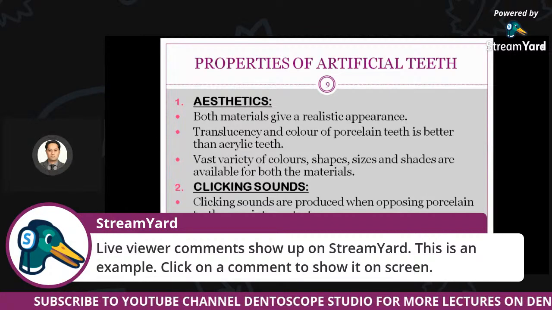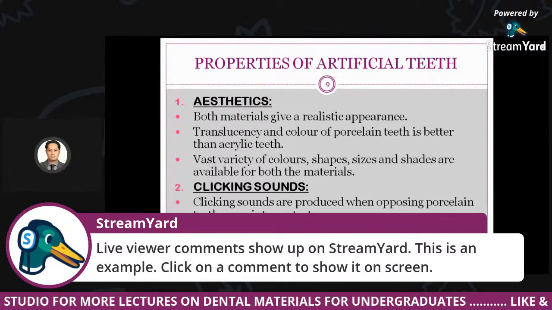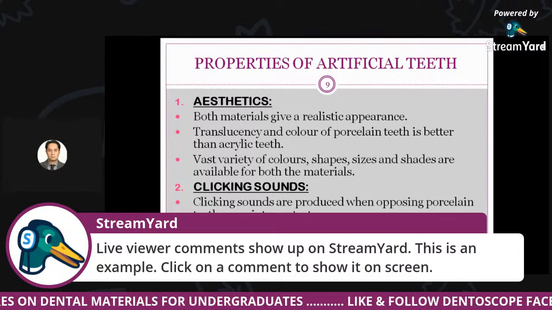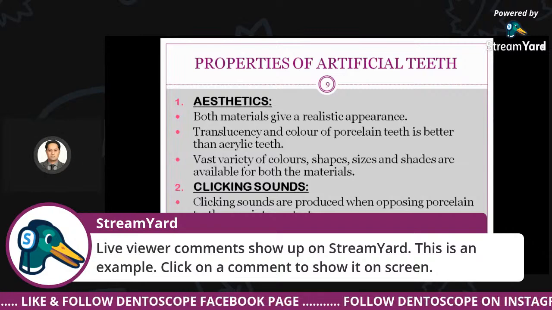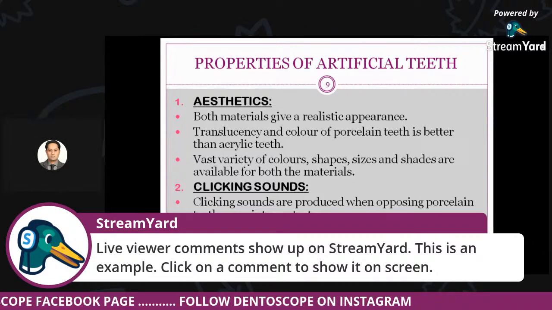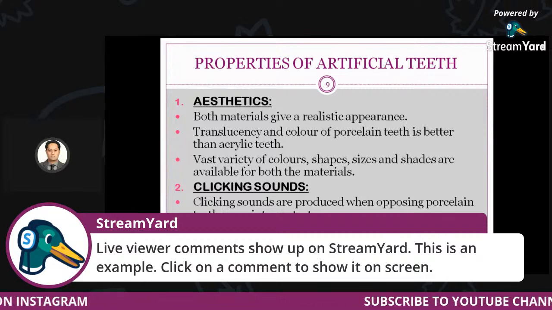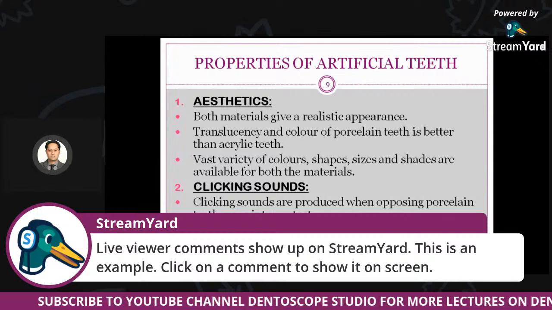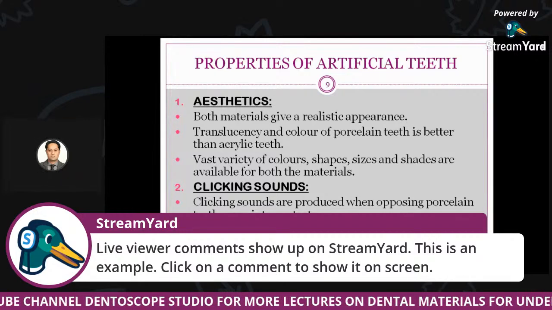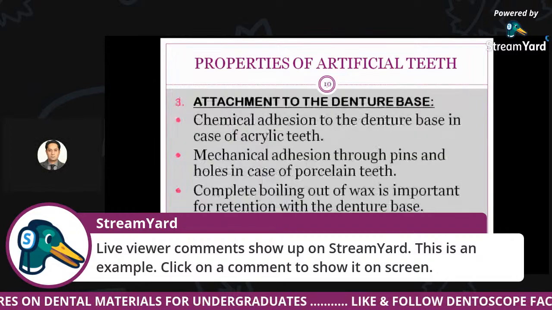Then the second one, well, the clicking sounds are produced when the opposite porcelain teeth come into contact. Porcelain basically is a hard material, so whenever it comes in contact, it gives these very specific clicking sounds. And in case of the acrylic teeth, well, they remain silent. There are no clicking sounds heard in case of the acrylic teeth. So that's also a difference.